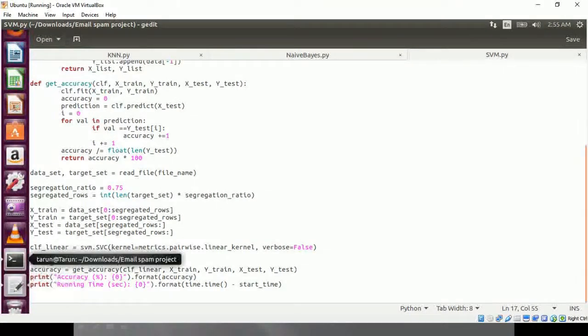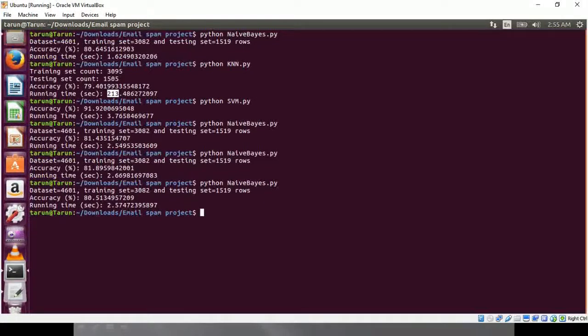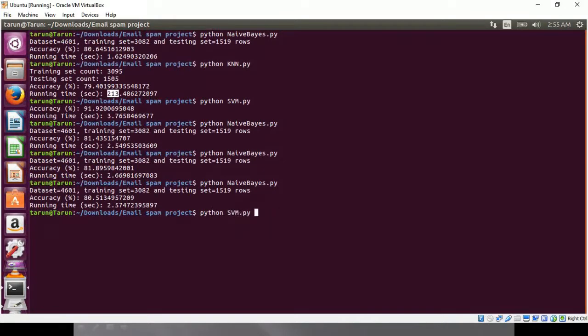So let's see what running time we get for SVM. So here you can see that accuracy is very good, around 93%, but running time is still around 5 seconds, so it is still slower than naive Bayes.